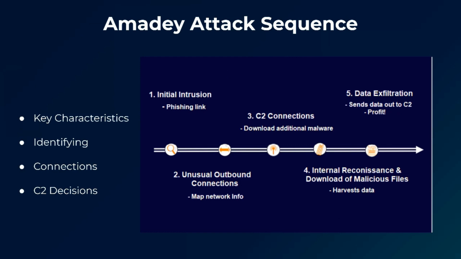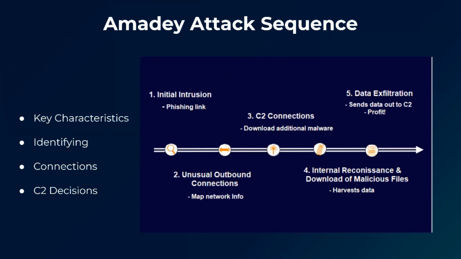Amadey Botnet has been used to distribute malware, steal information, and perform distributed denial of service attacks. And it's also been seen to be sold as malware as a service on the dark web for as little as $500. So first, the initial intrusion. This is when the victim clicks on a malicious link in a spam email, and then the first piece of malware is now activated and the attack begins.